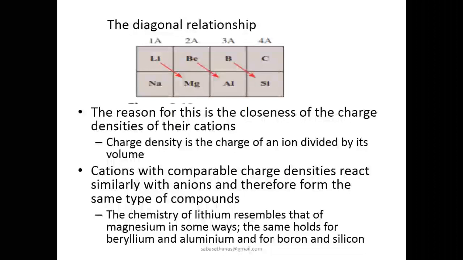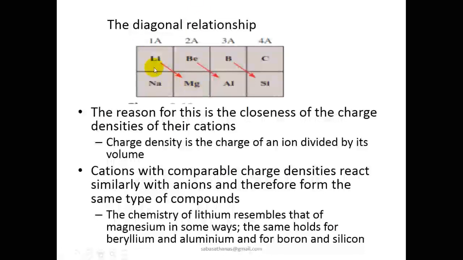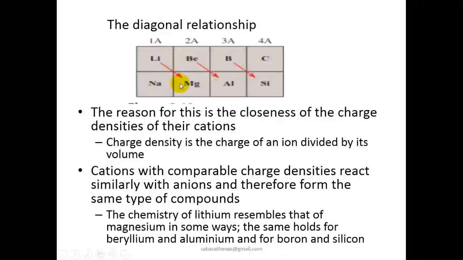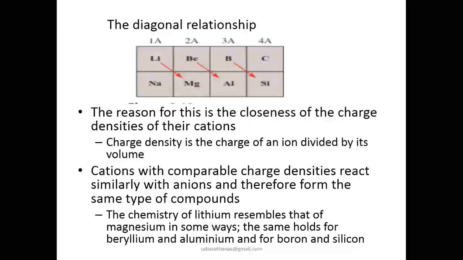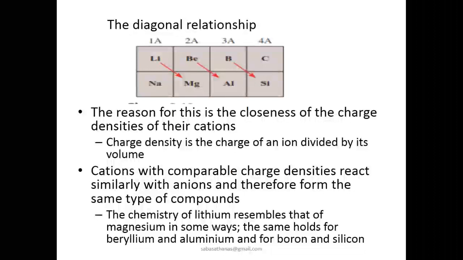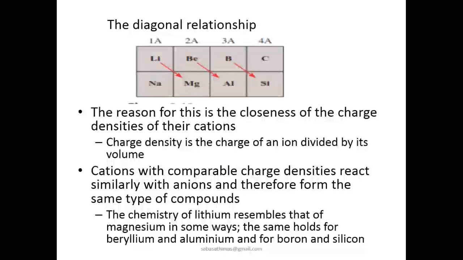Kwa charge density is the charge of an ion divided by its volume, and then cations with comparable charge density react similarly with an anion and therefore form the same type of compound. Na compound itakayotokea kwa lithium na compound itakayotokea kwa magnesium zinakuwa sawa. Kwa mfano ukichukua lithium oxide na magnesium oxide compound zake ni the same, due to the closeness of the charge density of their cations. The chemistry of lithium resembles that of magnesium in some ways, and the same holds for beryllium and aluminium and for boron and silicon.